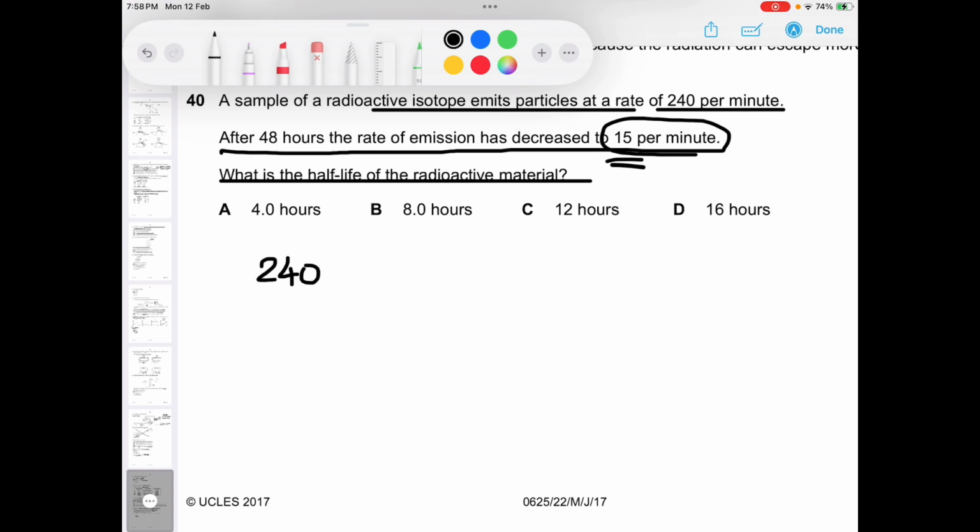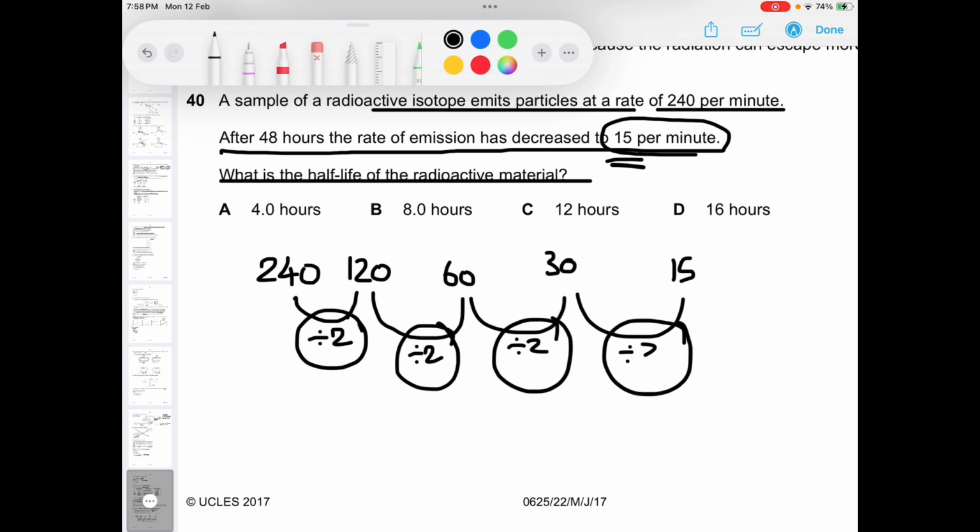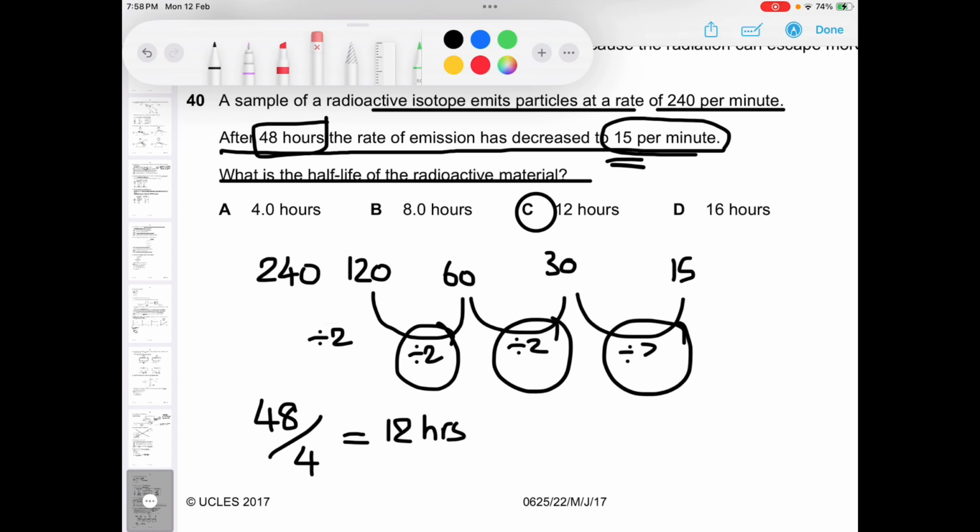I'm going to do it with two methods. First of all is the easy method. Divide 240 by 2 once, 120, by 2 again, 60, by 2 again, 30, by 2 again, 15. So it took 1, 2, 3, 4 half-lives, 4 half-lives in 48 hours. So 48 divided by 4 gives me 12 hours, and this is the half-life. This is the easy method.